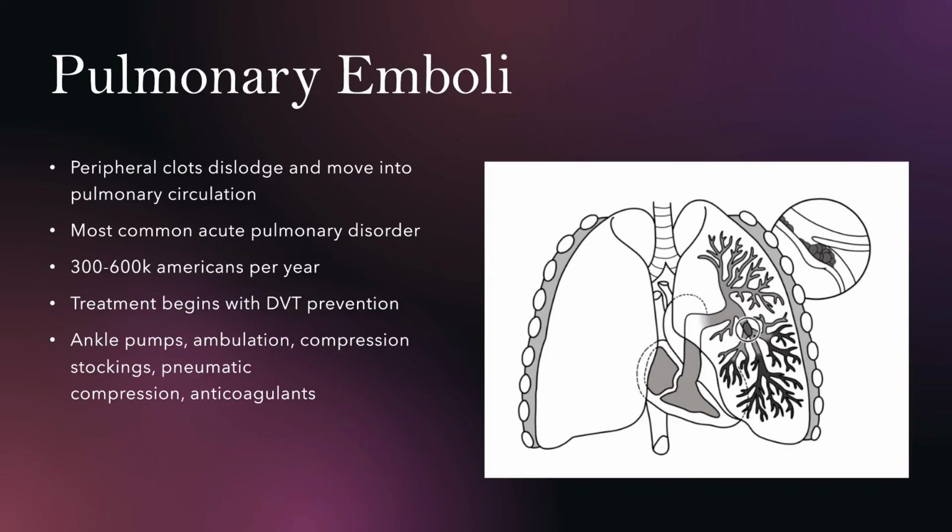An incredibly common disorder, unfortunately, you guys have heard you talking about it in medical screening, is often a symptom of a DVT or a result of a DVT when a peripheral clot dislodges, moves up most often the inferior vena cava, into the right atrium, into the right ventricle, into the lungs. This is actually the most common acute pulmonary disorder, and it affects 300 to 600,000 Americans per year. So this is very common, and treatment begins with DVT prevention, which you guys have learned a bit about.